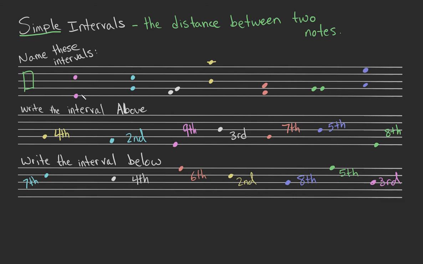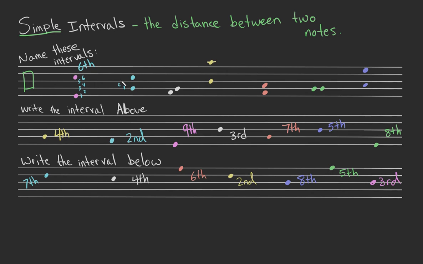Let's go with this color. We simply count the line that we start on or the space that we start on and go 1, 2, 3, 4, 5, and 6. This is a sixth. It's that simple. All you have to do is count 1, 2, 3, 4, 5, 6. That's a sixth. From here, let's do one more together, and then you can be on your own.